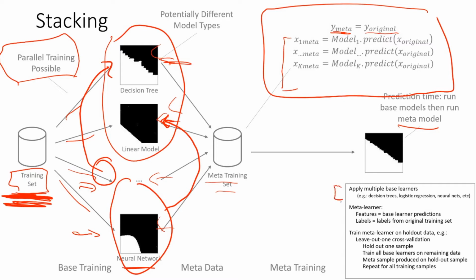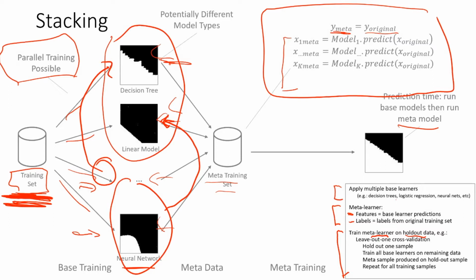Apply the base learners: decision tree, logistic regression, neural network. You could use bagging, you could use boosting, you could even use naive Bayes. Why not? In this context, probably wouldn't hurt. For the meta learner, the features are the base learners' predictions, and the labels are the labels from the original training set. And then the way you train it is you train the meta learner on holdout data.